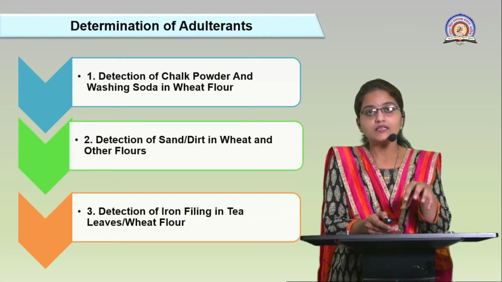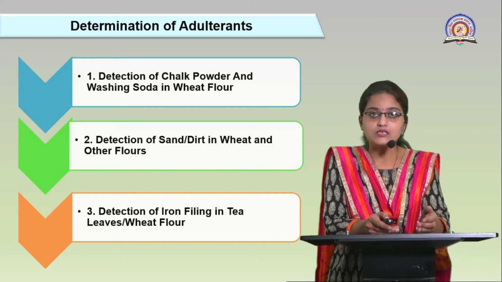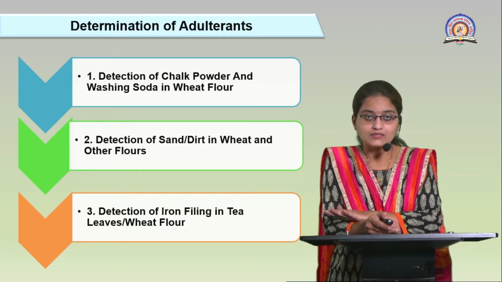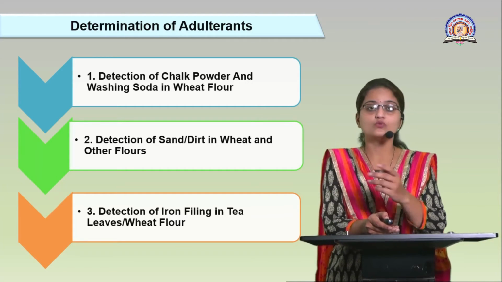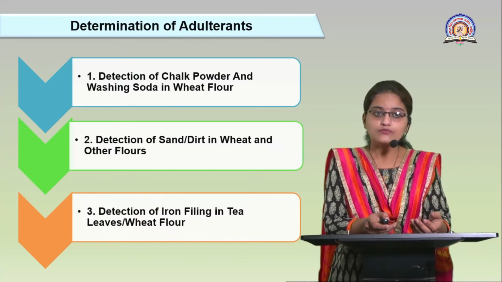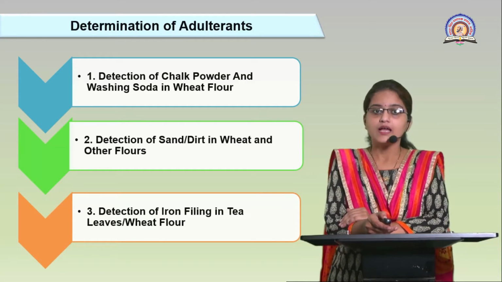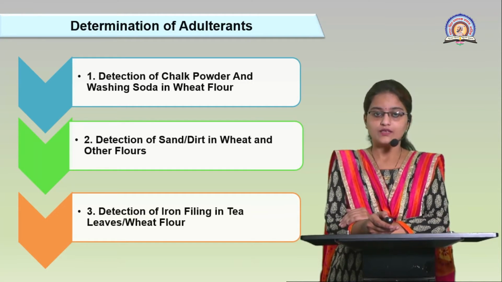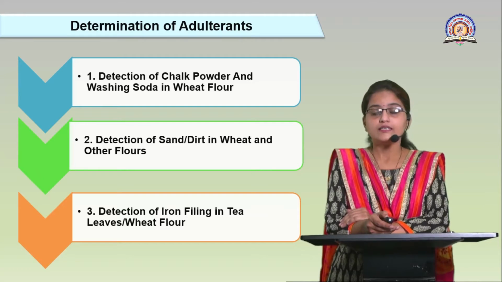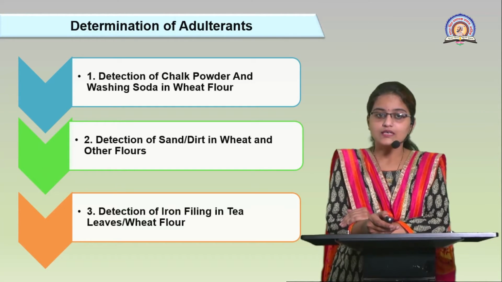Generally the atta which is already packed, already prepared, is adulterated in various ways, and there are various techniques through which we can determine the adulteration. First of all, the technique is determination of chalk powder and washing soda in wheat flour. The second involves detection of sand or dirt in wheat flour. And the third is detection of iron filings in wheat flour.